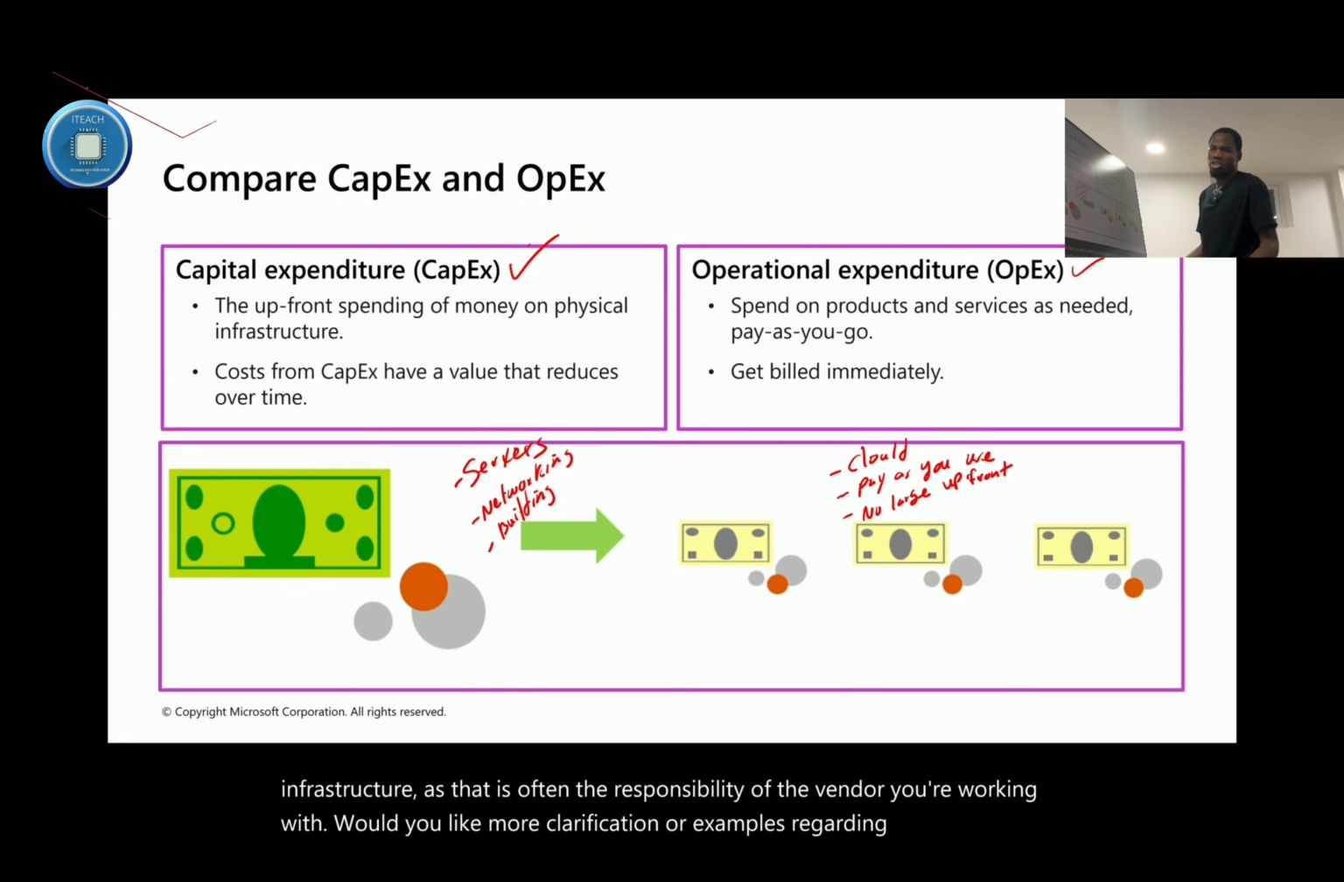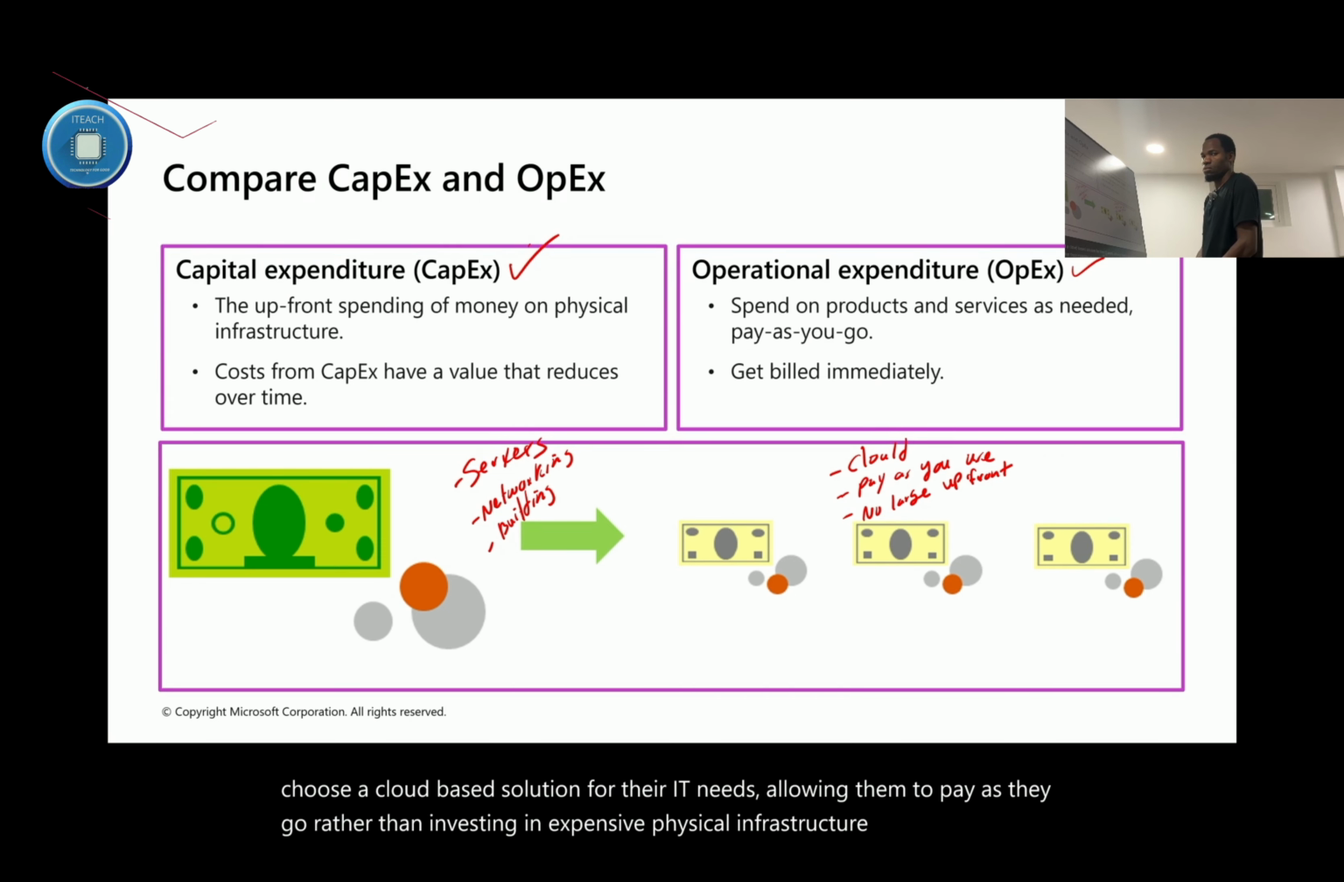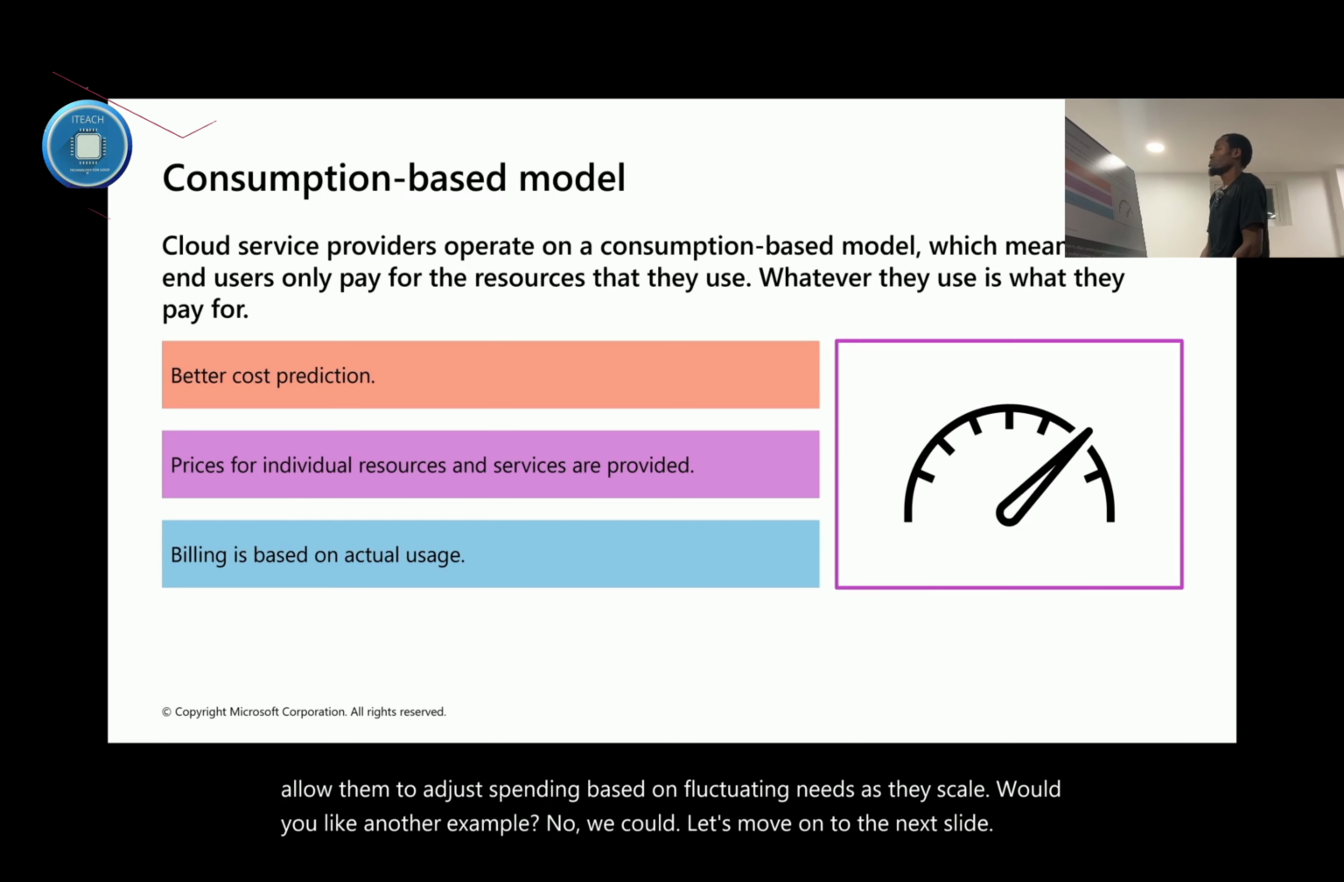Give me some organization that would use OpEx. A good example of an organization that would use OpEx is a startup company. They typically have limited upfront capital, so they would choose a cloud-based solution for their IT needs, allowing them to pay as they go rather than investing in expensive physical infrastructure. This would also allow them to adjust spending based on fluctuating needs as they scale. Would you like another example? No, we're good. Let's move on to the next slide.